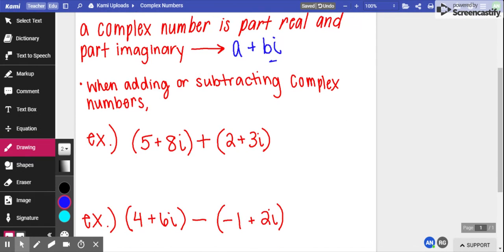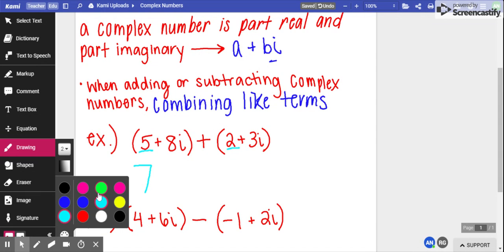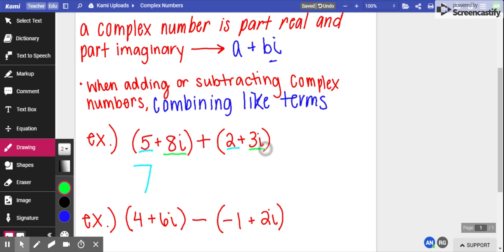So when you're adding and subtracting complex numbers, all you're doing is combining like terms. So addition is not tricky in any way. All we're going to do is combine our like terms. So a number plus a number. These are very similar. They are like terms. 5 plus 2 is 7. I'm going to combine my other set of like terms. So 8i plus 3i gives me plus 11i. And that would be my final answer for this problem. All you have to do is combine like terms.